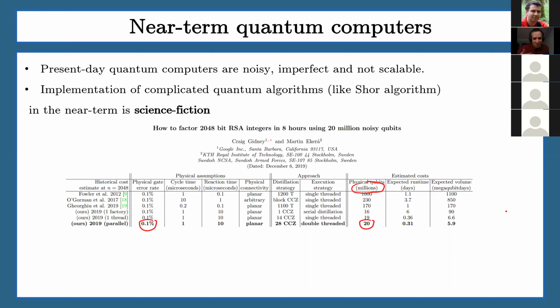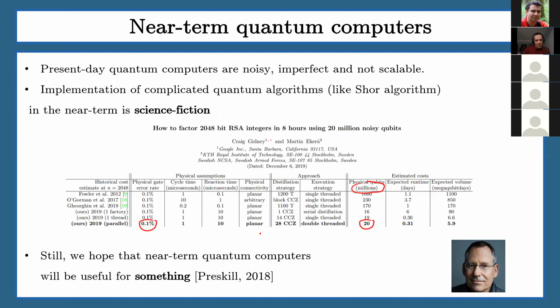This is a strong improvement compared to recent previous results, but if you have a physical error rate of order 0.1%, in a planar architecture, you basically need something like 20 million physical qubits. By no means are we there. By the way, if there are any questions or comments, please feel free to interrupt me.